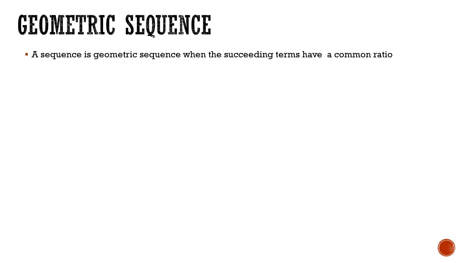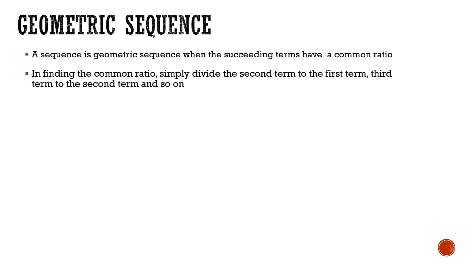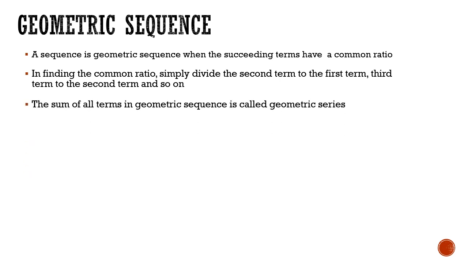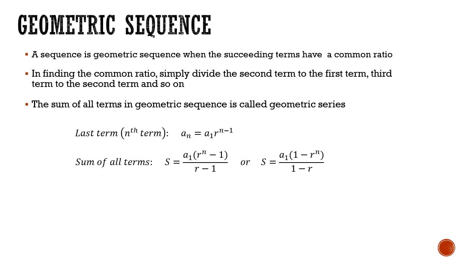So, geometric sequence is another type of sequence wherein the succeeding terms have a common ratio. So, in finding the common ratio, simply divide the second term to the first term, third term to the second term, and so on. So, dito, sinasabi that the sum of all terms in a geometric sequence ay tinatawag nating geometric series. So, ito yung formula na meron sa ating geometric sequence.